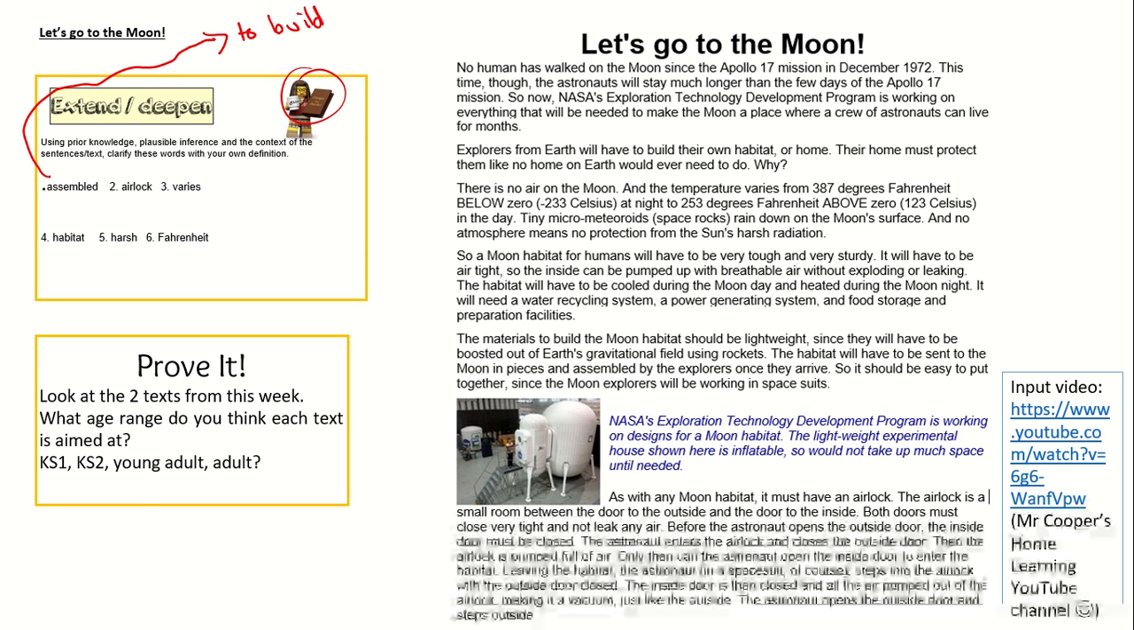So you assemble your IKEA, your flat pack, you assemble your Lego. To assemble simply means to build, and I believe it is somewhere about having to build the habitats themselves, isn't it? There we go. The habitat will have to be sent to the moon in pieces and assembled by the explorers once they arrive, so built by the explorers.